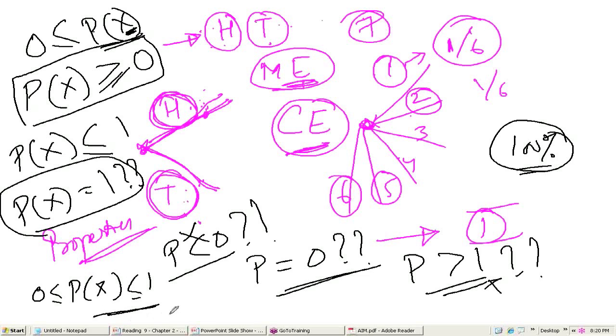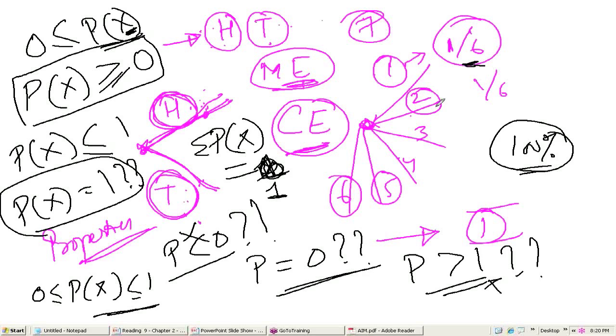Another property of probability is that the summation of all the probabilities should be equal to 1. So the summation of all the items should be equal to 1. Over here, if you see, the probability of 1 is 1 by 6.